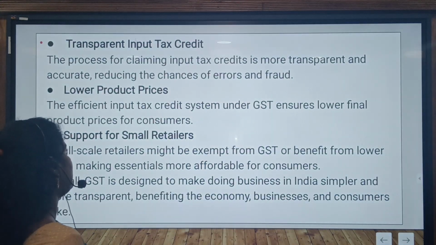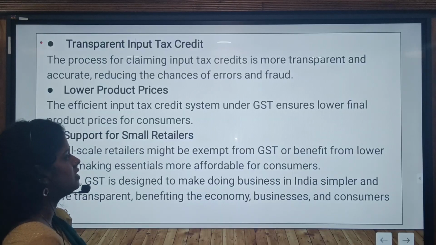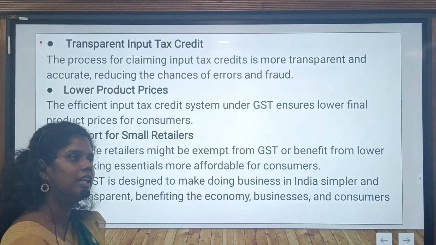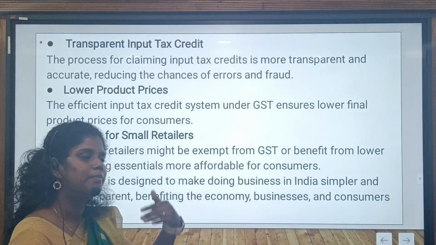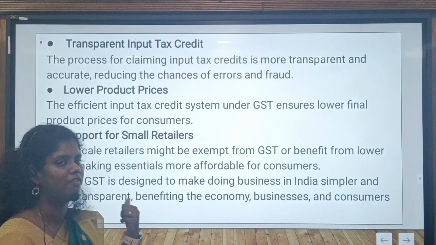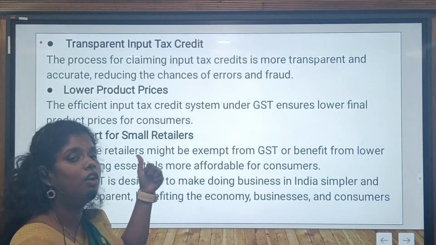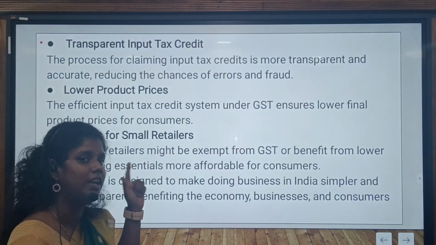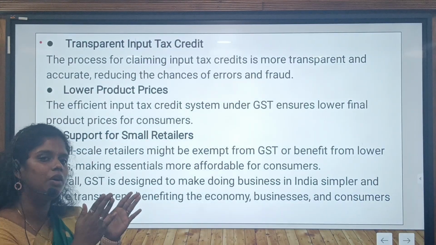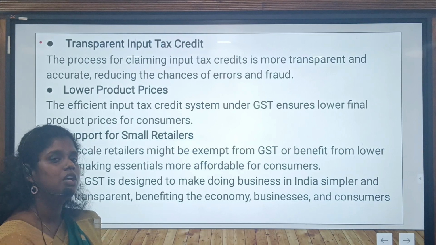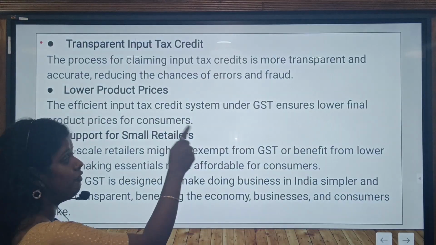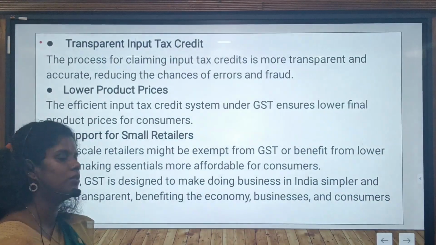Lower product prices. The efficient input tax credit system under GST ensures lower final product pricing for the consumer. Here GST is going to be imposed on goods from foreign countries, where other people give you goods and services. This GST will play a very important role. Why? Because the lower final cost plays a very important role. They are not going to dump goods on you, they are going to give you whatever is needed in the particular market. So the dumping process will be cancelled. That is why GST plays a very important role, where the lower final product price is also there.